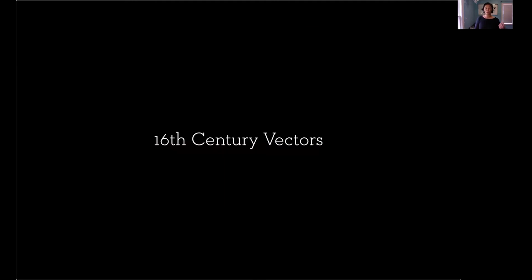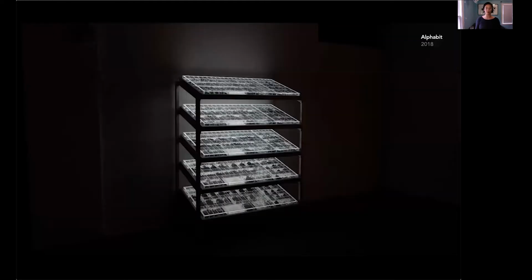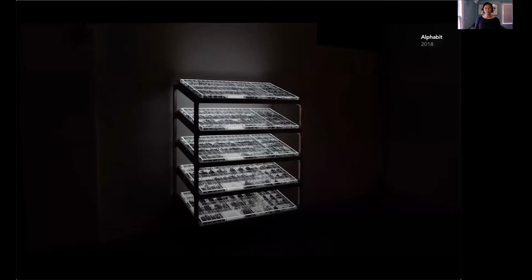I'm going to go back to a hot process called Murrini, which I think of as like this 16th century vector technology in glass. So a number of pieces here. This is my small homage to letterpress, M space engram and M quad phase change. The left being a glass cast of the original on the right.